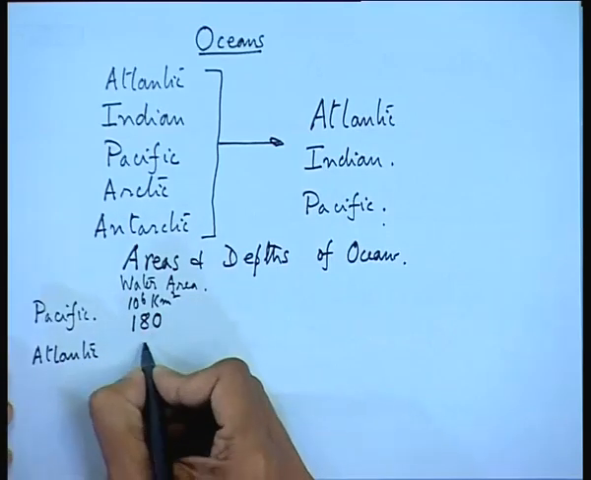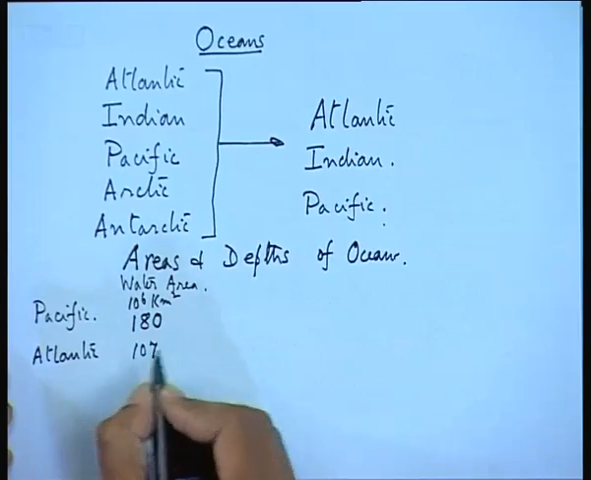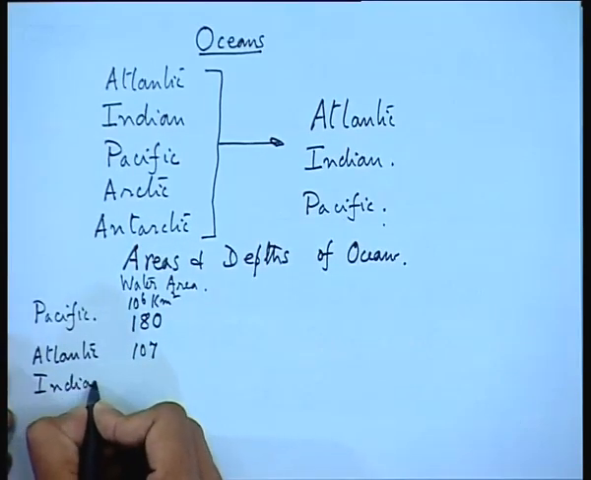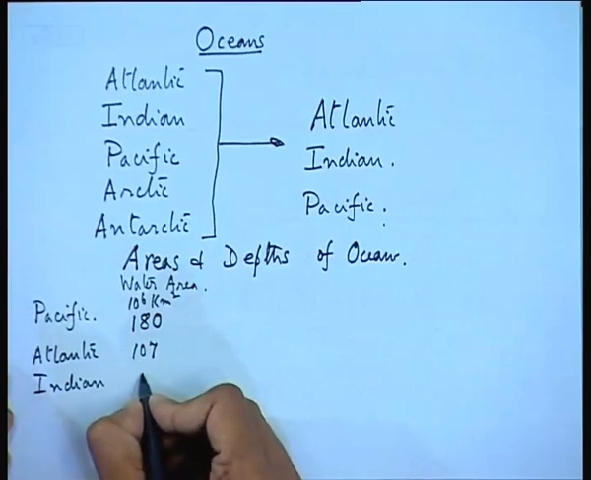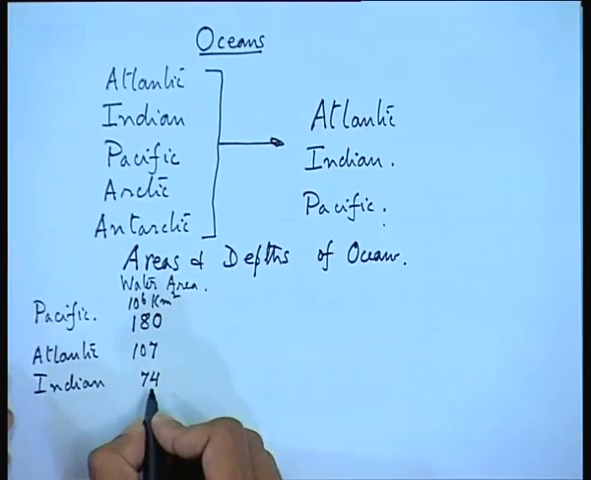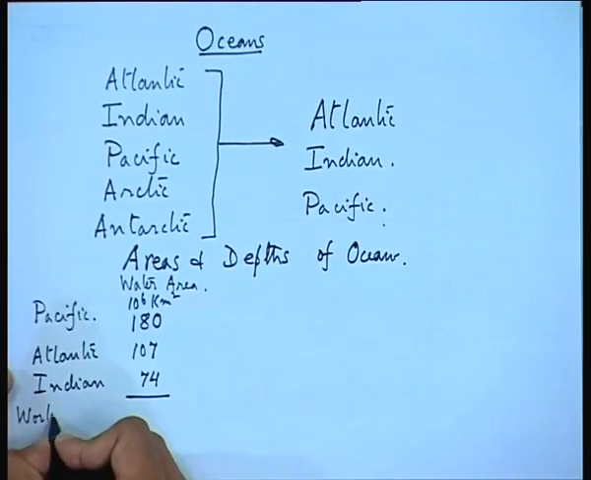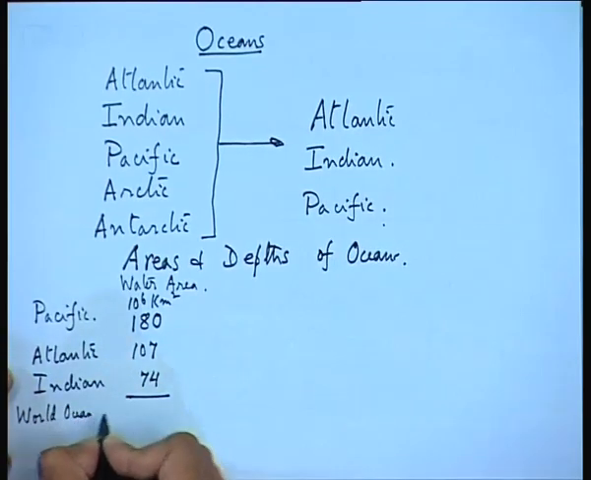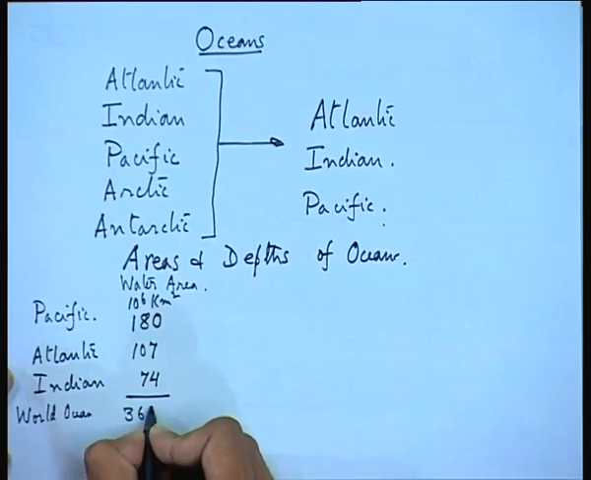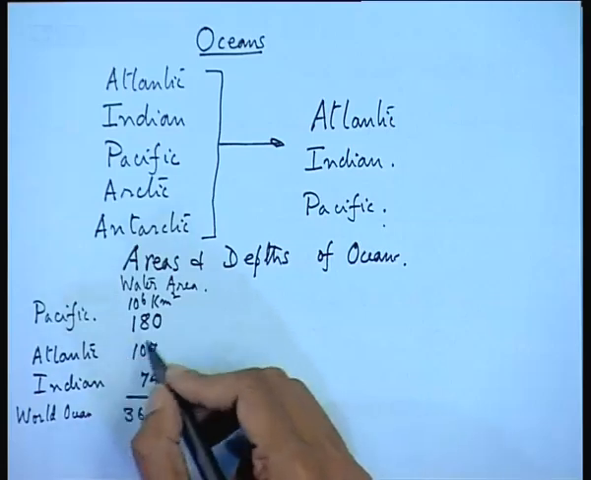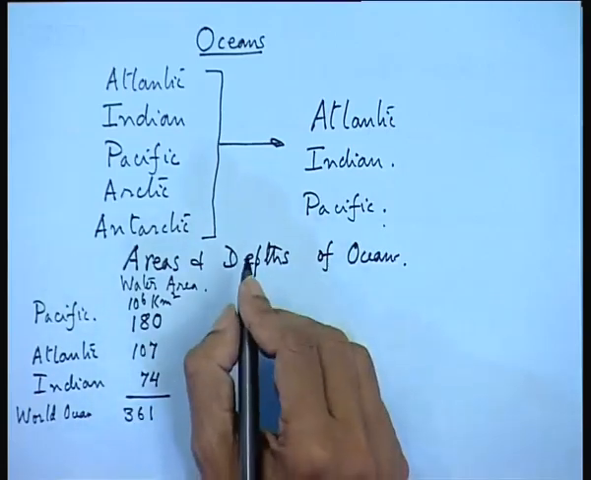Atlantic water area is 107, and the Indian Ocean is smaller than the Atlantic, so this is 74, and the total world ocean you have is 361. So, this gives us the coverage of the Atlantic, Indian and the Pacific Ocean.